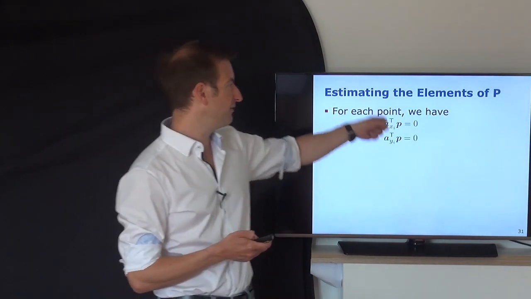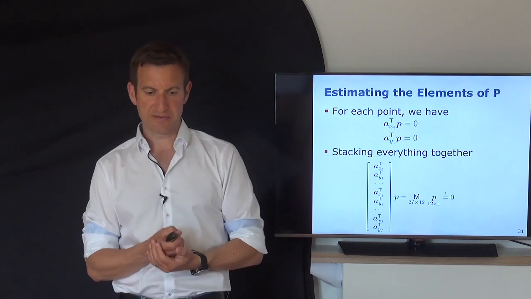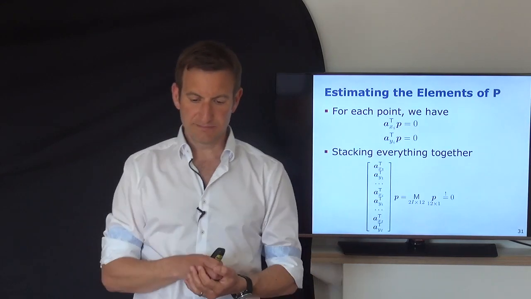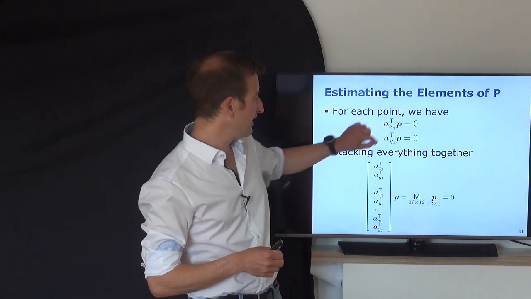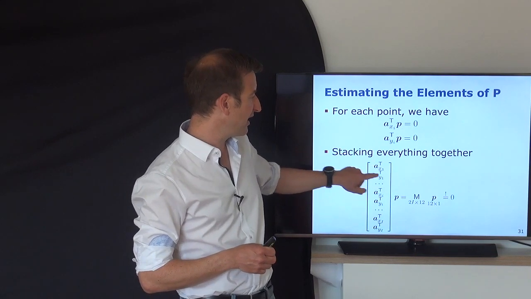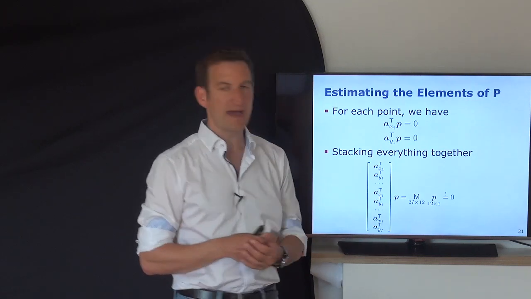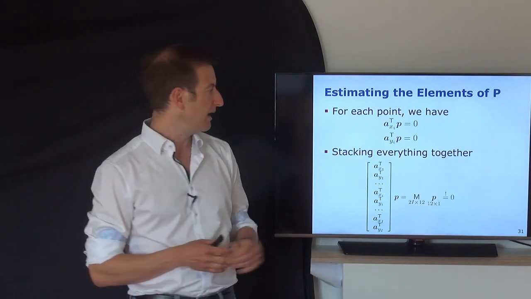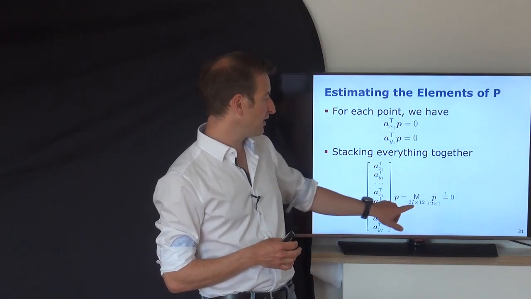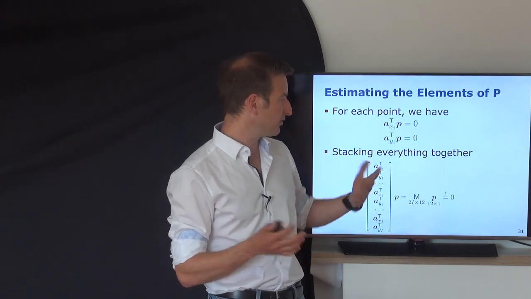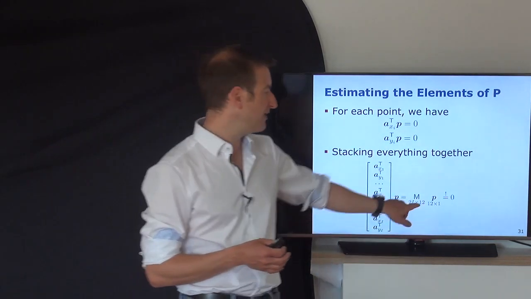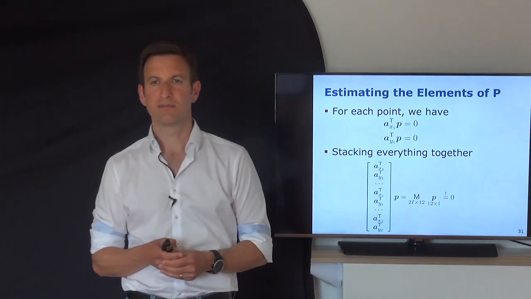So what I need to solve is this thing. I can stack that together as a big coefficient vector, just stacking these A's together, always AX, AY, AX, AY, and so on. So this is a large matrix and my unknown vector P. And so I can say this is just a regular matrix, let's call that M, and the vector P is still my unknowns, and this has to be equal to zero.